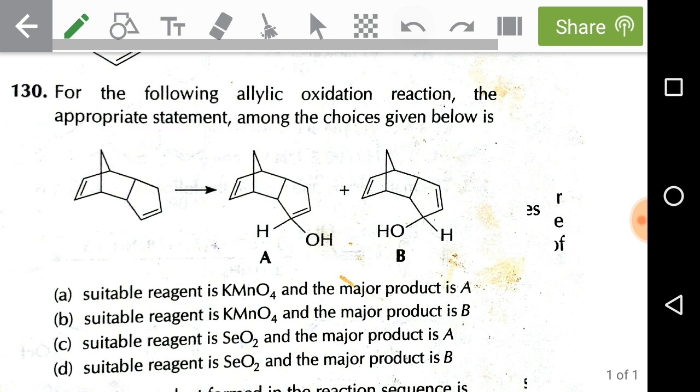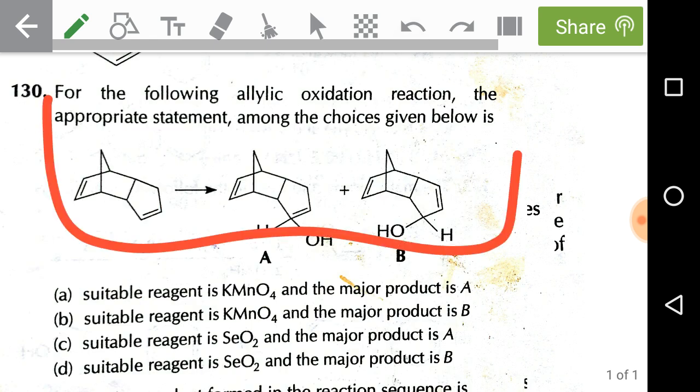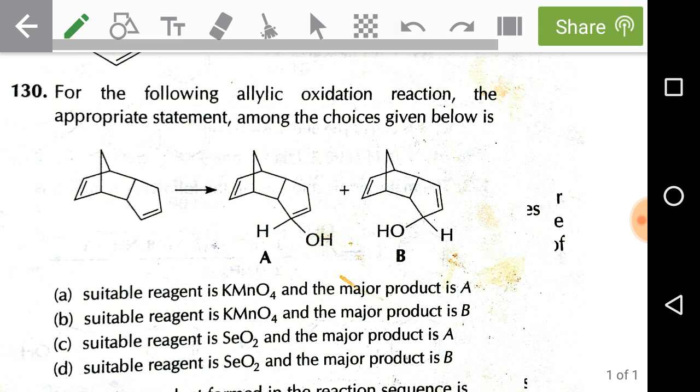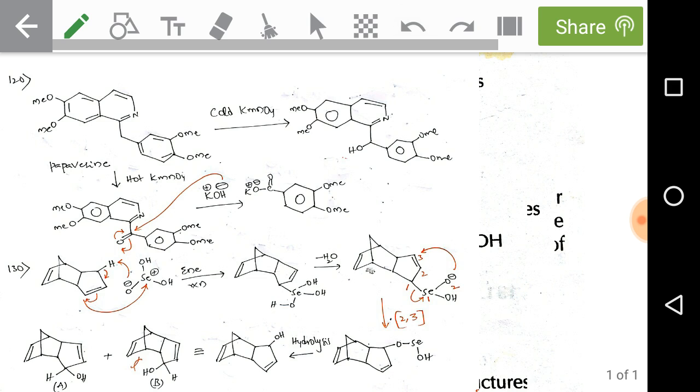And next one. For the following allylic oxidation reaction, the appropriate statement among the choices given below is. Just observe here, suitable reagent is KMnO4 and major product is A, suitable reagent is KMnO4, major product is B, suitable reagent is selenium dioxide, major product is A, and suitable reagent is selenium dioxide and major product B. Okay, now just check the answer for that 138 question.